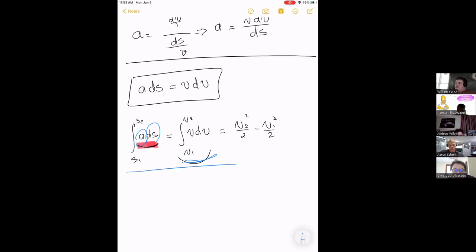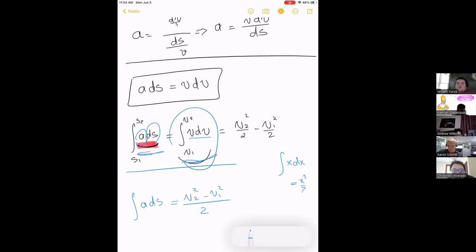So technically, if you want to simplify this, on the left-hand side, you're going to get A ds equals V2 squared minus V1 squared divided by 2. This you can always do because it's just V dV. It's like x dx, right? It's going to be x squared by 2. But on this side, you have to see what function A is, and based on that, do the integration. Does that make sense?